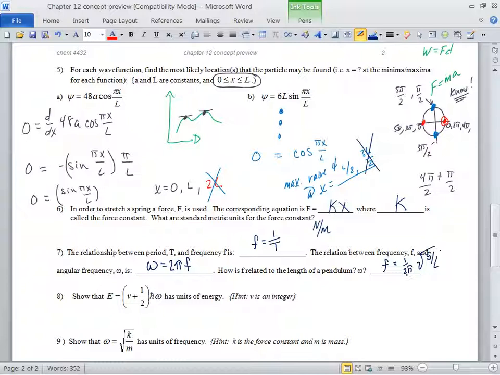Oh, how is omega related? Right, you just bring 2 pi over to the other side. Omega is 2 pi f. But then you're just left with the square root of g over L. So omega is the square root of g over L for a pendulum.